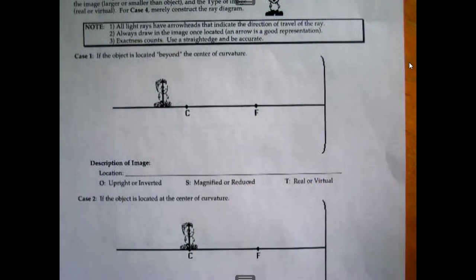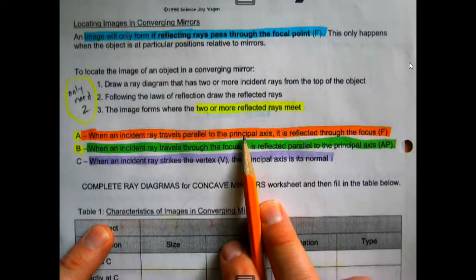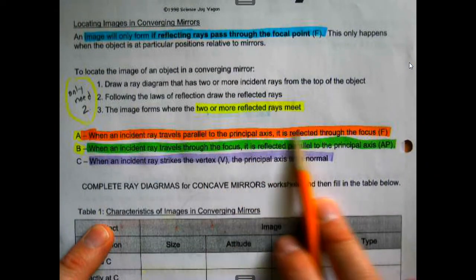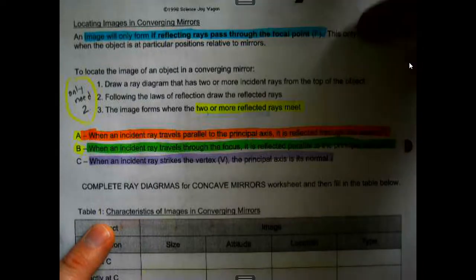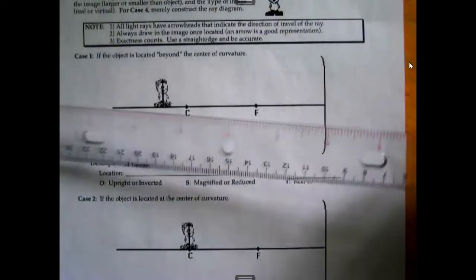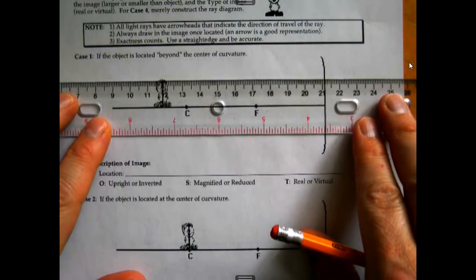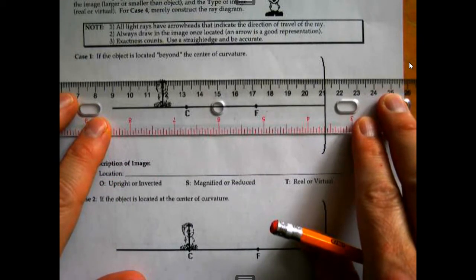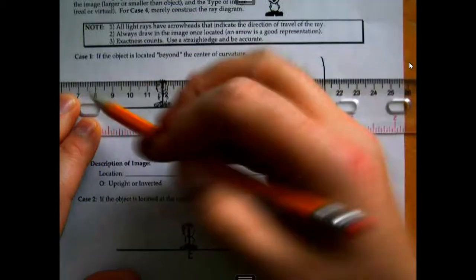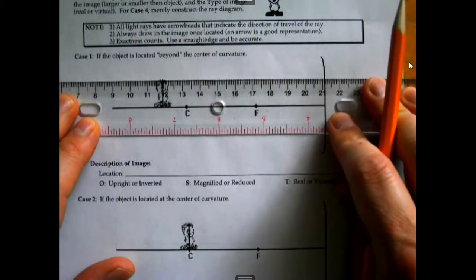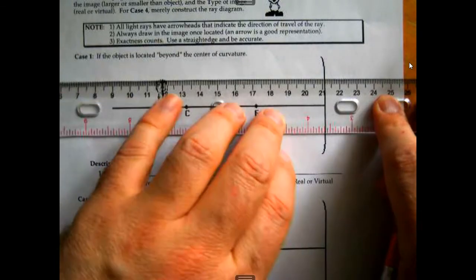Okay. All right, now the first line we are going to draw is one that is parallel to the principal axis and then reflects through the focus. Okay, so we're going to draw that. And of course, your diagrams might be slightly off, because you have to make sure that you're exactly parallel to the principal axis. I can't guarantee that. It looks fairly parallel here, so I'm going to go for it.